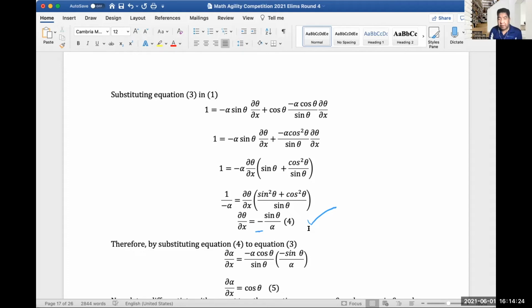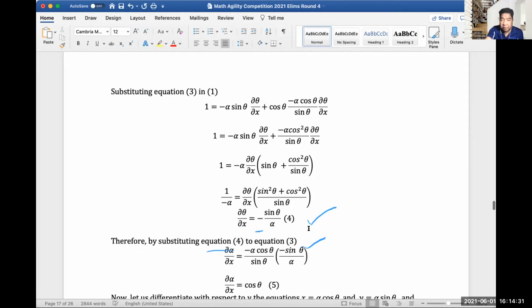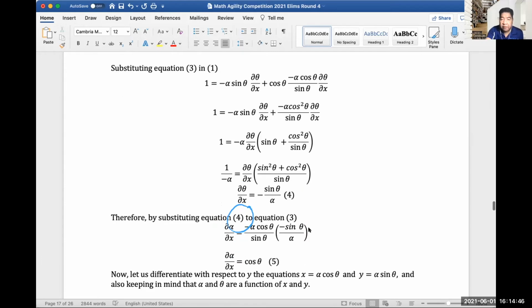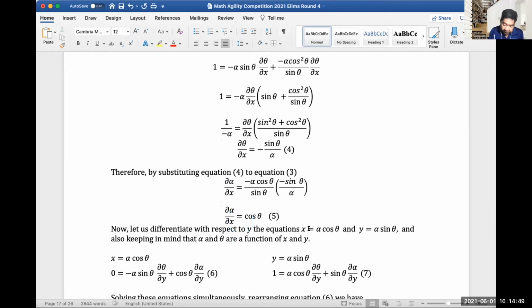And then the next step is let's substitute equation 4 to equation 3. So we will get the value. In equation 4, we already get the value of partial of theta over partial of x. And then when we substitute this equation to 3, we would get partial of alpha with respect to x, which is equal to cosine theta, which is equation 5, right? So we're done with respect to x.